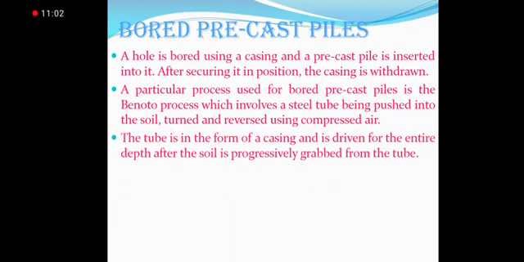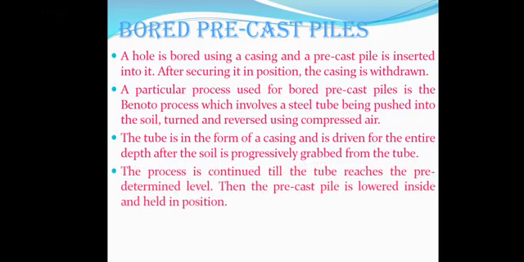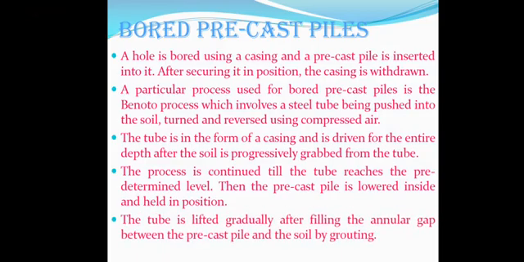The tube is in the form of casing and is driven for the entire depth after the soil is progressively grabbed from the tube. A steel tube is kept inserted inside the soil and all the soil is grabbed out, emptying it, then the pile is placed. The process is continued till the tube reaches the predetermined level, when the precast pile is lowered inside and held in position. The tube is lifted gradually after filling the annular gap between the precast pile and the soil by grouting.